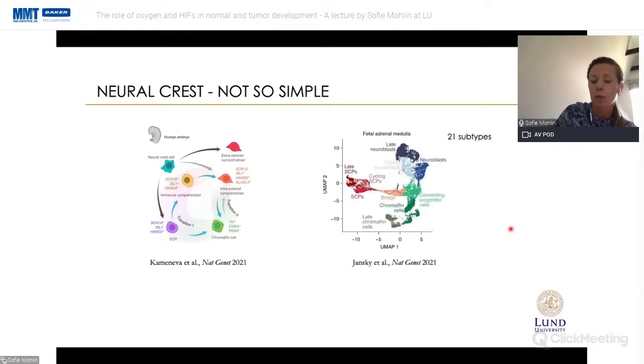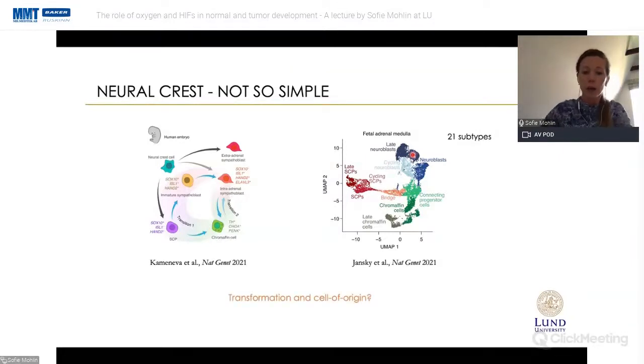So there was another paper from Frank Westermann's lab in the same issue, Nature Genetics, where they also do single-cell RNA sequencing of fetal adrenal gland. This is from mouse though, but they find 21 different cell subtypes. These are not all of them even, but we have the Schwann cell precursors, what we call the bridge cells, when they start to commit, the connecting cells, and then out to differentiated chromaffin and late chromaffin cells, and neuroblasts and late neuroblasts, so differentiated neuroblasts.